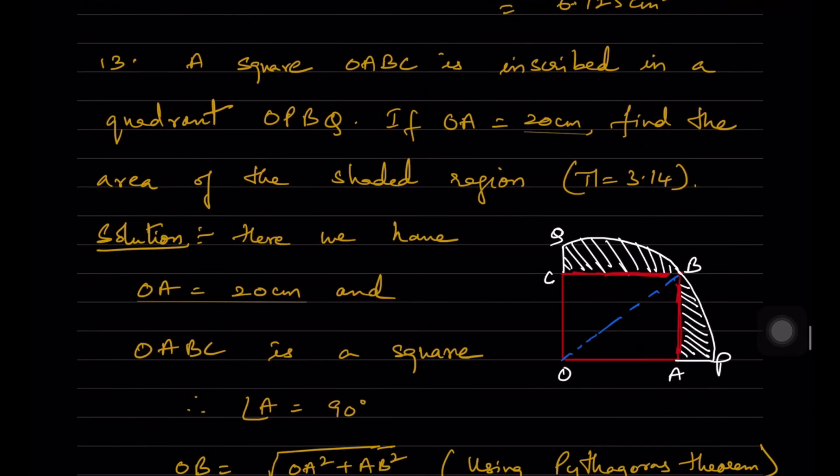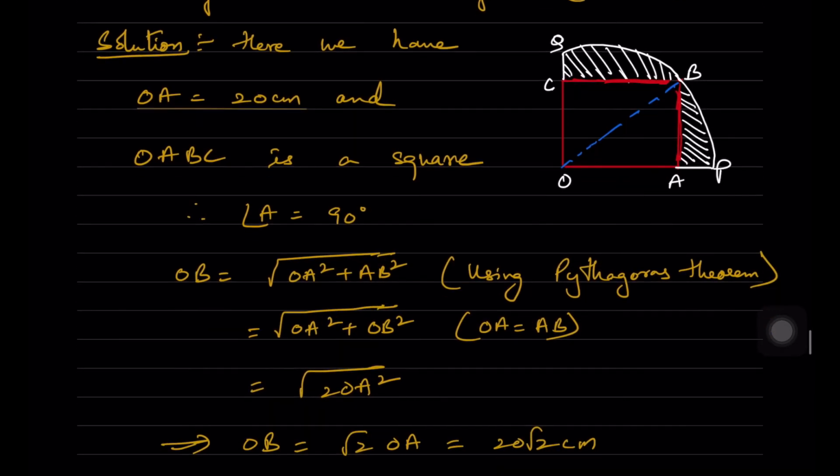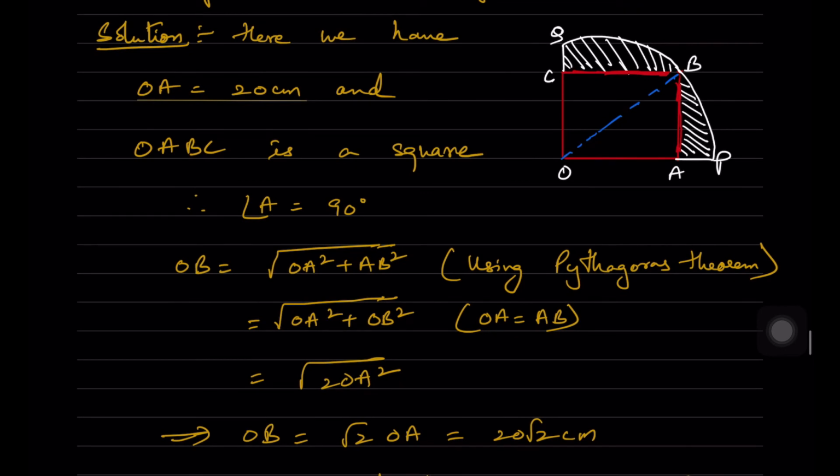Now the 13th one. A square OABC is inscribed in the quadrant OPBQ. If OA is equal to 20 centimeters, find the area of the shaded region, pi equal to 3.14. So here we have OA equal to 20 centimeters and OABC is a square. So angle A is equal to 90 degrees. So we are getting OB is equal to the diagonal of the square, which is equal to root of OA square plus AB square using Pythagoras theorem. OA is equal to AB.